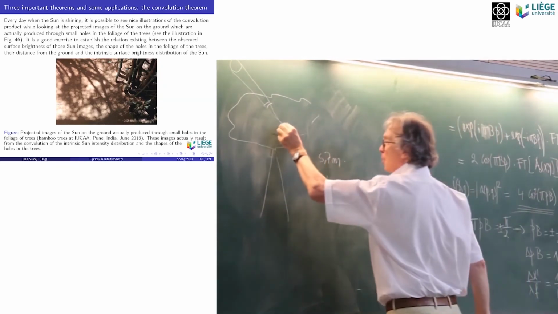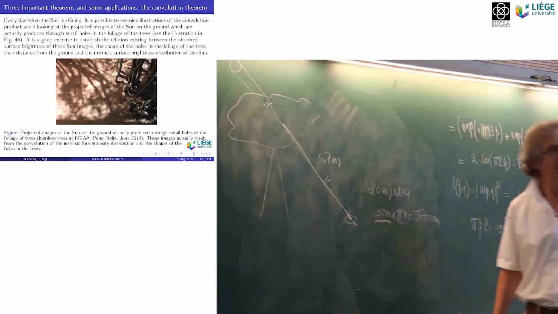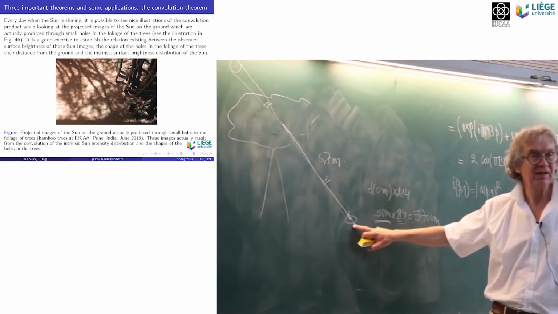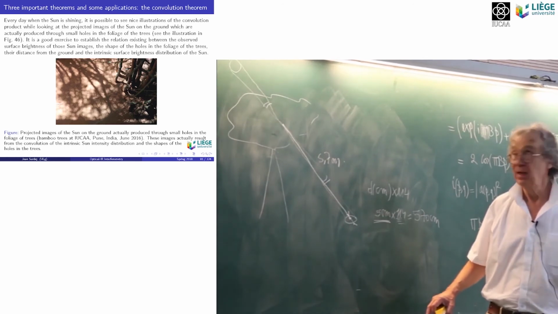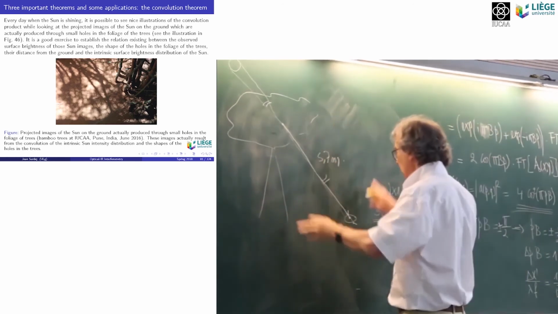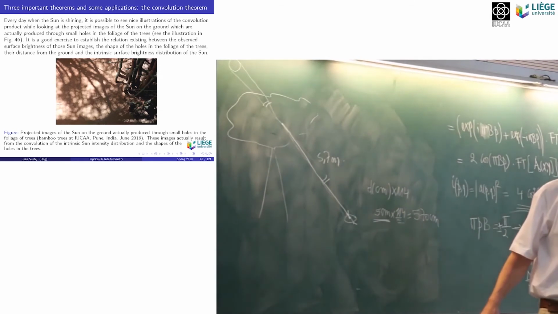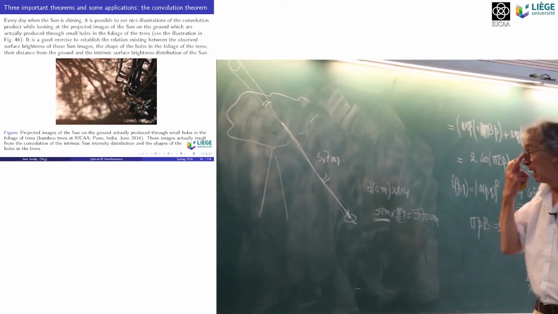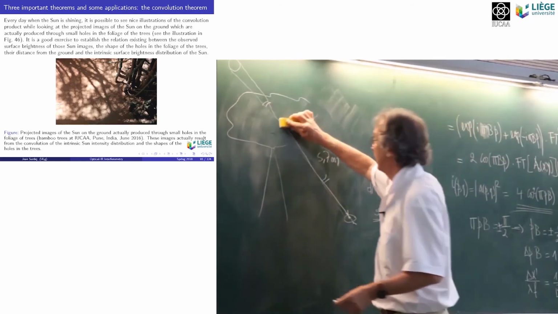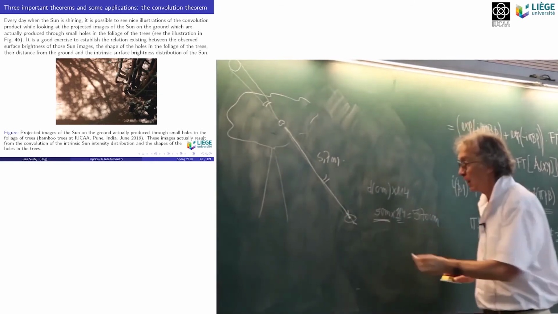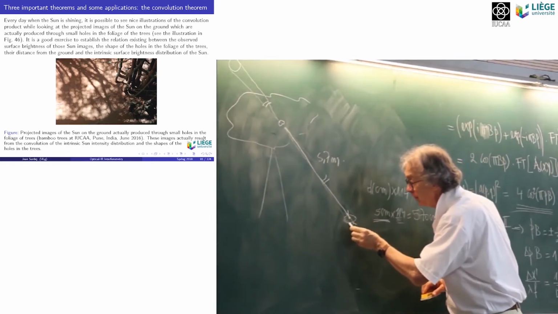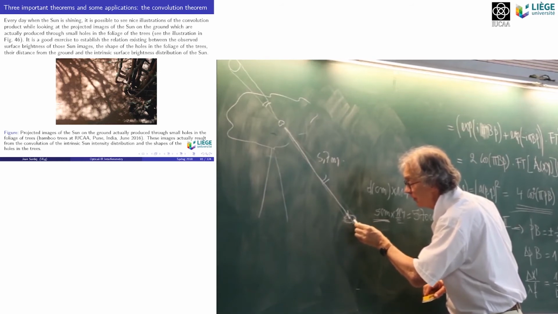Okay, now, if the hole is extremely small, this image will be faint, not very bright, but you will see many details. If you have a lot of shadow, even here you could see some sunspots on this image, if the sunspot is big enough. Now, if it's not the case, let's assume the hole in the tree is extended. What you will get here is a blurred image.